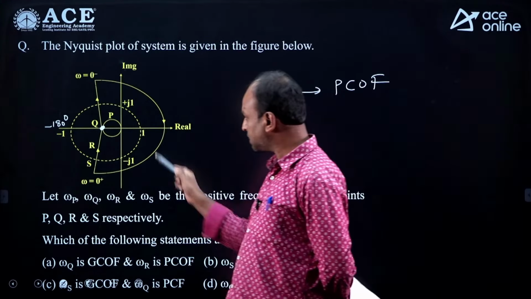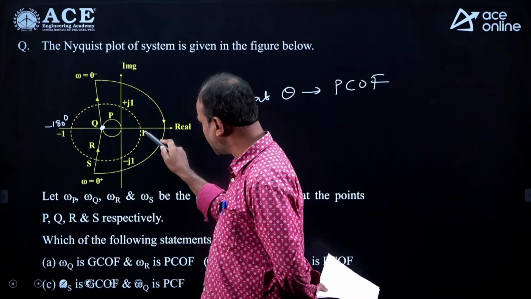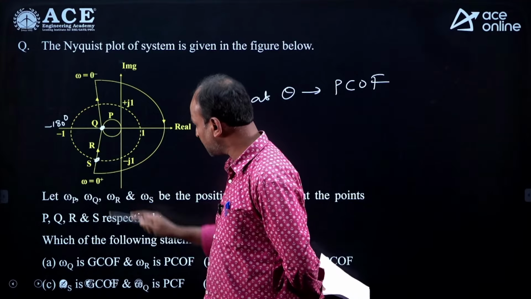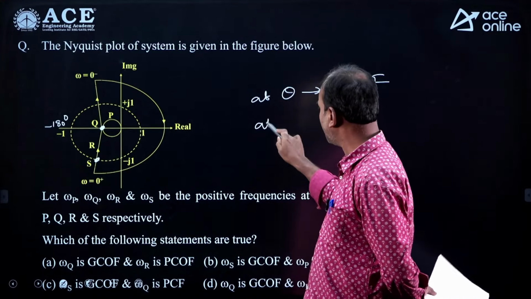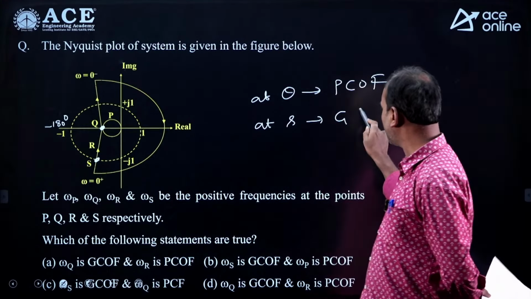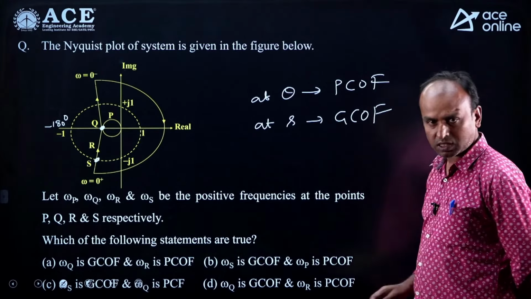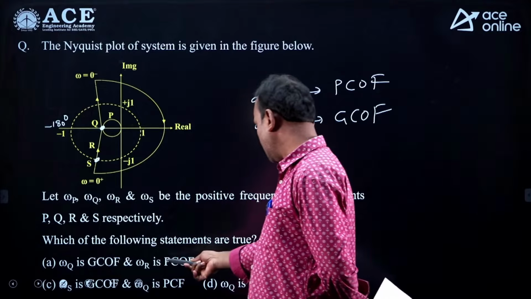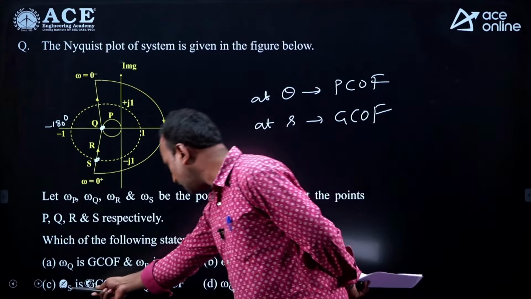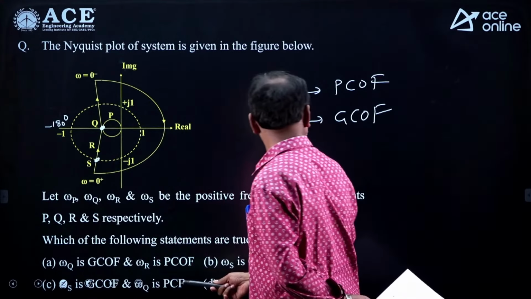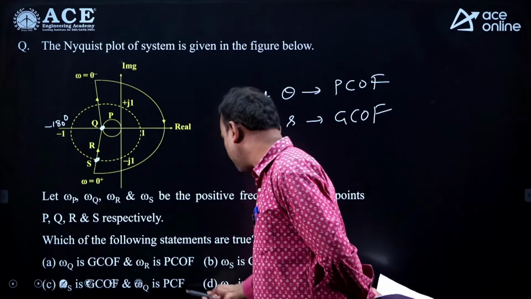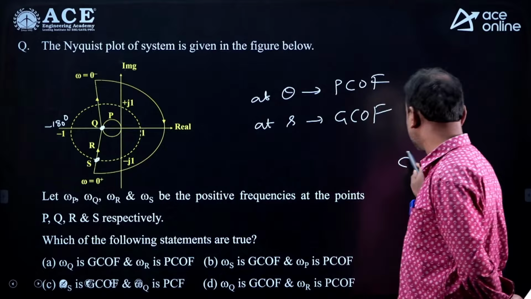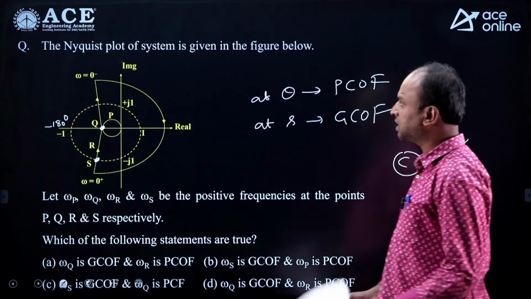Now wherever it is touching the unit radius circle, where the magnitude is 1, that is minus 1 plus j0. So it is touching at S. At point S, it is the gain crossover frequency. So what is the correct option here? Observe option C: at omega S is the gain crossover frequency, and at omega Q is the phase crossover frequency. So the best suitable option is option C, the correct answer.